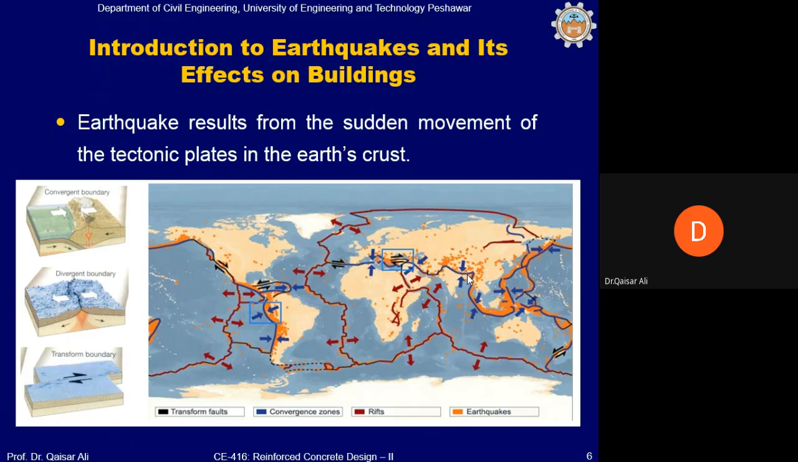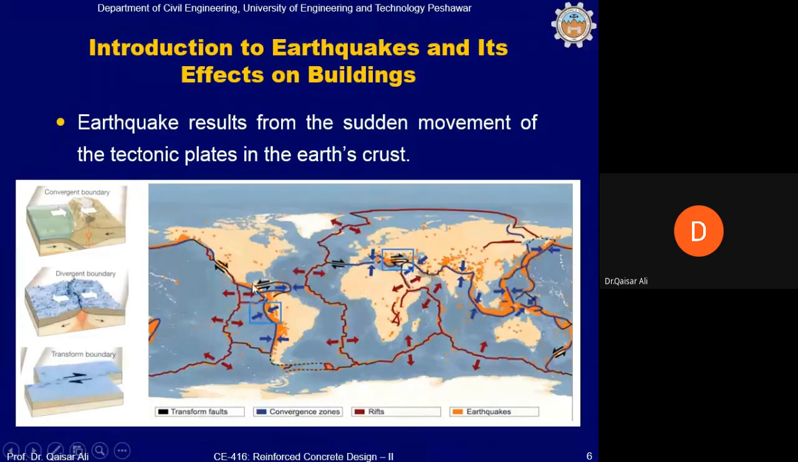And when the energy is stored due to this movement, then the energy is stored as elastic strain energy, and if there is sudden fracture below the earth crust at any part of the plate, then this energy is released and an earthquake occurs. You know these things, okay? And most of the earthquakes occur along these convergent boundaries, okay?